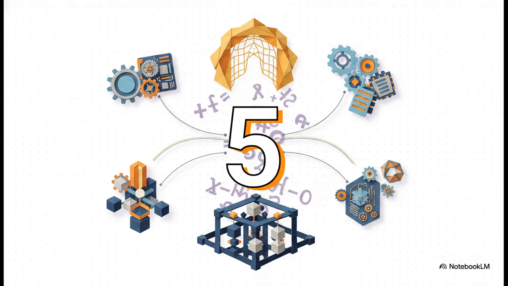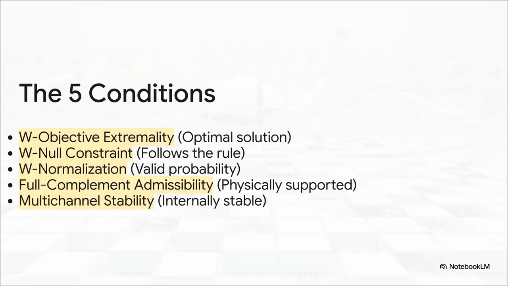This makes the whole process so much more demanding because it's specifically designed to weed out all those algebraic ghosts and only keep the states that the universe's hardware can actually build and sustain over time. So here they are, the 5 bouncers at the door of reality. The first 3 are basically the new grid-based versions of the old rules. The solution has to be optimal, it has to follow the constraints, and its probabilities have to add up correctly.